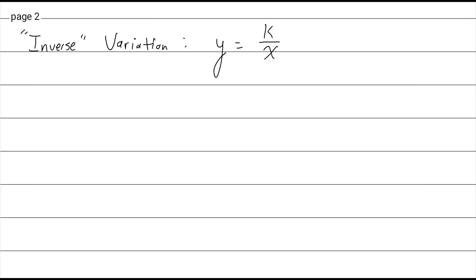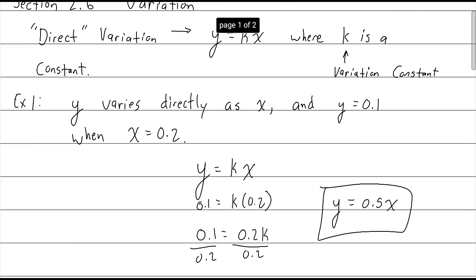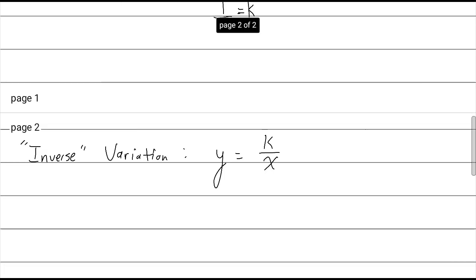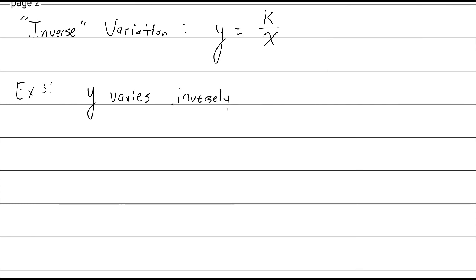So directly, you directly multiply k times x. Inversely, you divide k divided by x. Okay, let's see. Example 3. Find the equation of variation. Given the situation, y varies inversely as x. There's my key, my clue to use y equals k over x.